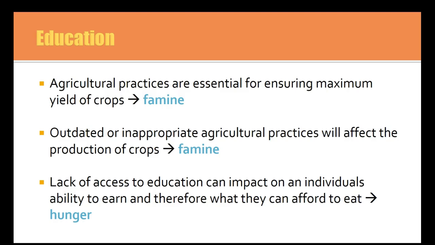So education will also result in famine and hunger. So you can either look at it from an educational point of view in terms of planting and harvesting crops in an appropriate practice for the land that's available, and if they need to increase their crop production, and if they don't use the right agricultural practices for that, it could result in a lack of food produced, and that can result in famine. Whereas if people have a lack of access to education, their ability to earn money in a job is limited, and therefore they can't afford to eat, and then that would result in hunger.